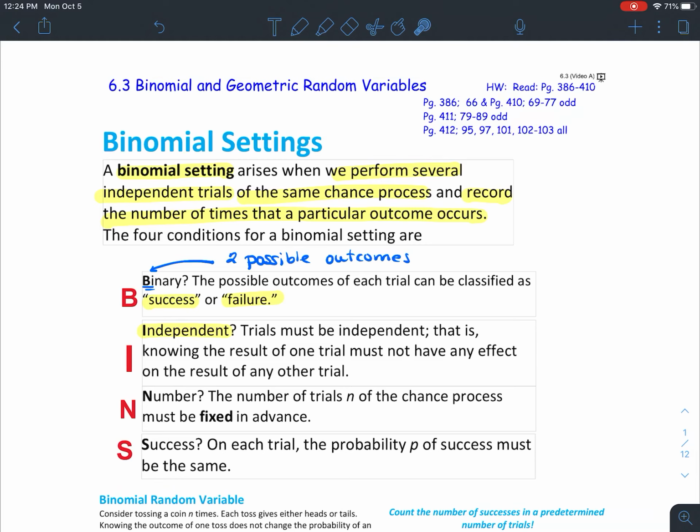The I in BINS is independent. We talked about independence in the last chapter or so. Each trial has to be independent of one another. That means if you know the results of, say, the first trial, it would in no way impact or affect the results of the next trial.